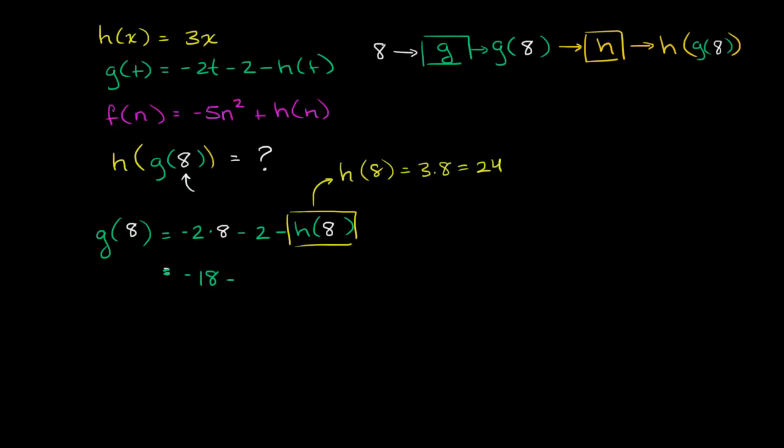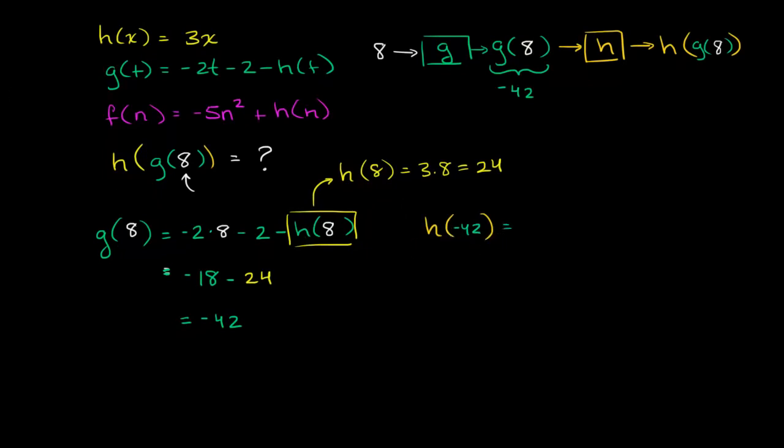We are subtracting it. So we have minus 24. Negative 18 minus 24 is what? That's negative 42. So all of this is going to be equal to, did I do that right? Yeah, negative 42. So we figured out what g of 8 is. It is negative 42. So this right over here is negative 42. And now we can input negative 42 into h. So h of negative 42. Remember, negative 42 is the same thing as g of 8. So h of g of 8 is the same thing as h of negative 42.